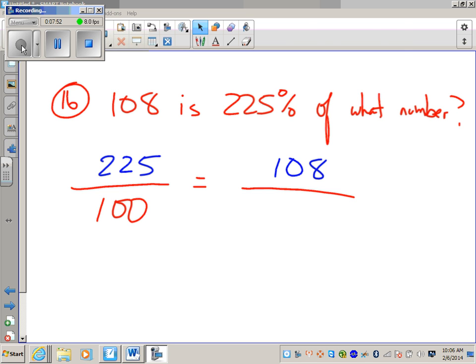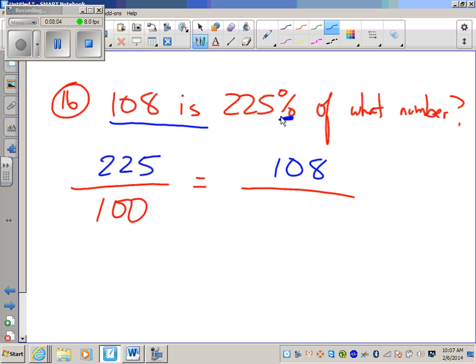So the 225, why does it go over the 100? Because it's got the percent. So anytime the number has the percent, it goes over 100. Now, I gave you those key words. 108 is, and of what number? There's not a value there for of. That means that's the one you're going to have to find. 108 is. So this is the setup.